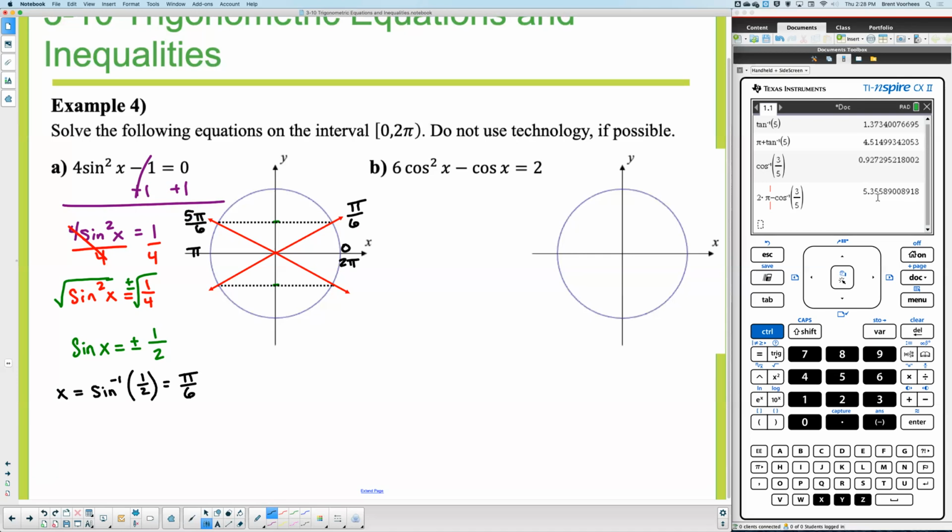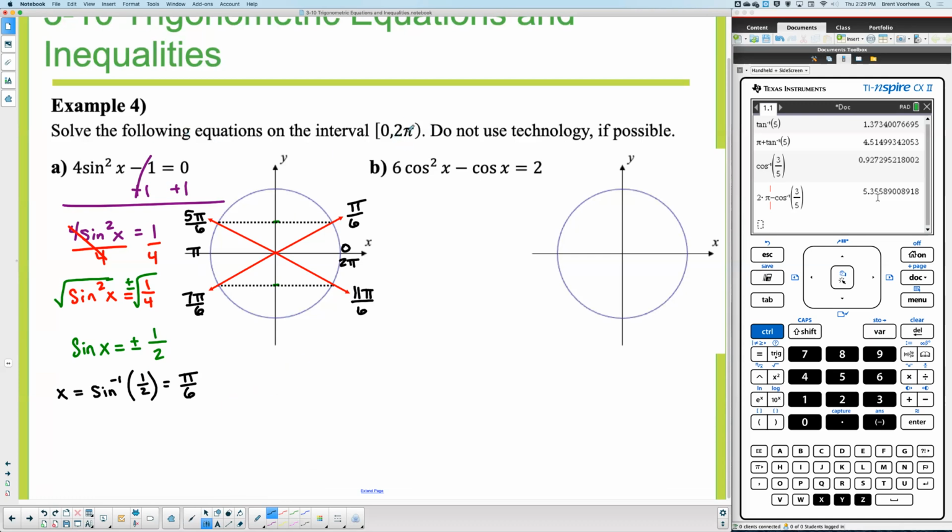That's one answer. What's this one if it's just more than 1 whole pi? 7 pi over 6. And finally, if you're almost 2 pi's, that means you almost double your denominator. It'll be 11 pi over 6. Those are our 4 solutions.